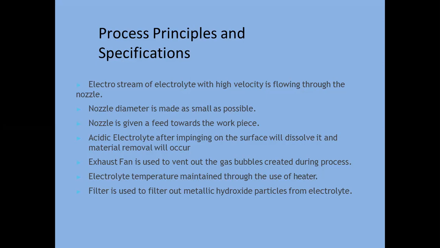An exhaust fan is used to vent out the gas bubbles created during this process. Electrolyte temperature is maintained through the use of a heater. You can see in the construction also we will be having a heater to maintain the electrolyte temperature, which is more important for dissolving these precipitates. A filter is used to filter the metallic hydroxide particles from the electrolyte, if any.